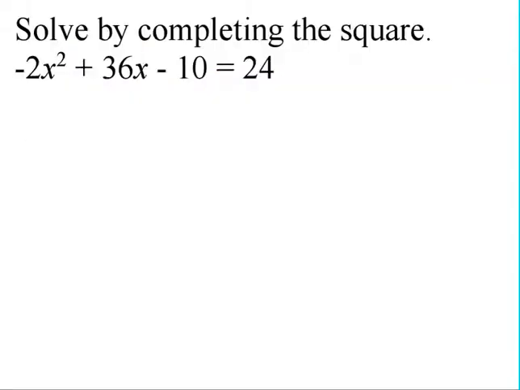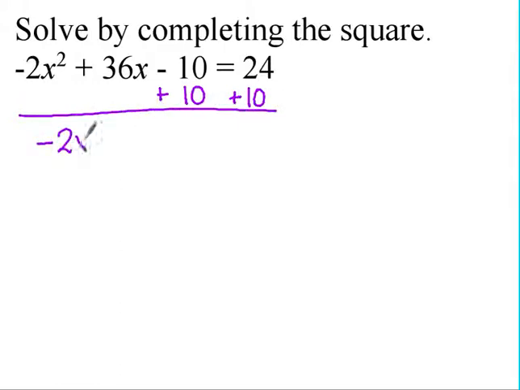So let's go ahead and look at an example. Solve by completing the square. So you have negative 2x squared plus 36x minus 10 equals 24. So first things first, let's get everything involving x to one side of the equation, everything else to the other. So I'm going to want to go ahead and move the 10 over, correct? Yeah. So I end up getting negative 2x squared plus 36x equals what? 34. Now the step we just added said that the coefficient of x squared needs to be what?